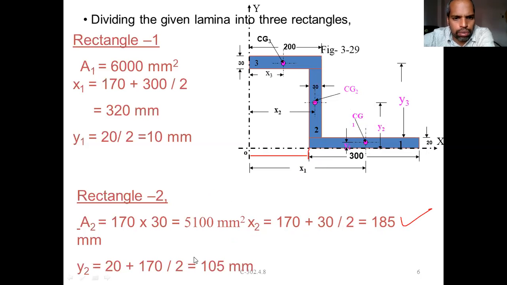Similarly, y2. So y2 is equal to 20 plus 170 by 2. That's what it is. Again, 85 plus 20, 105. That's what you get, 105 value here. Yeah, you can see here. So it is 105.